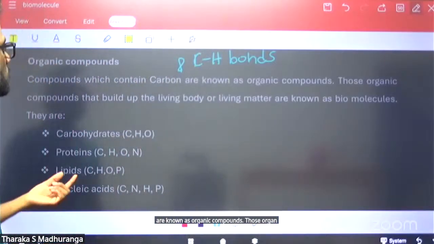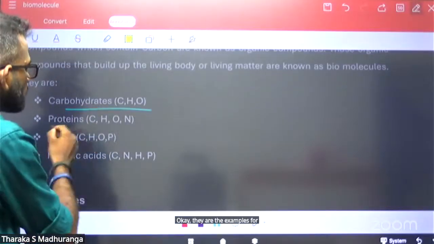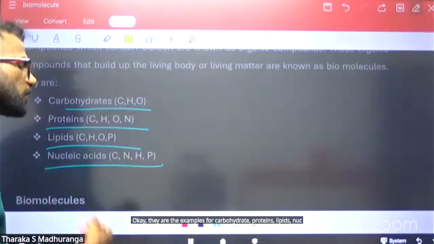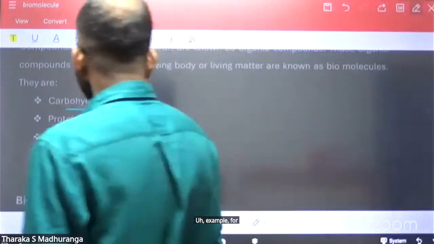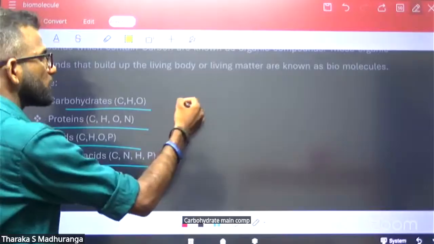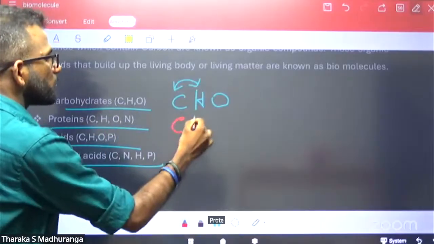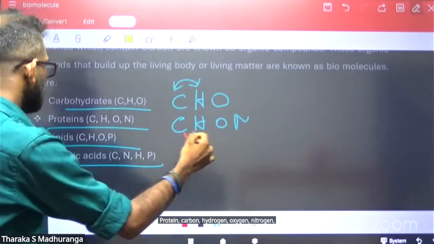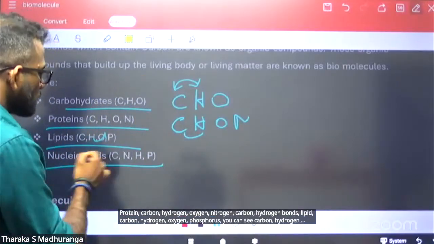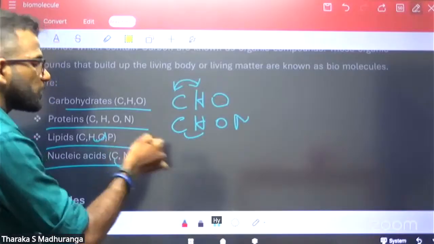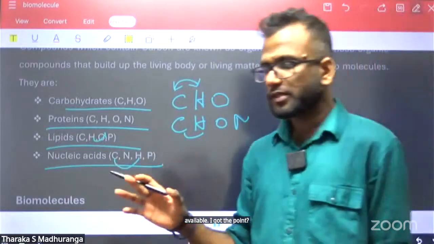Those organic compounds build up the living body. Examples are carbohydrates, proteins, lipids, and nucleic acids. Carbohydrate molecules are carbon, hydrogen, oxygen, and you can see carbon-hydrogen bonds. Protein: carbon, hydrogen, oxygen, nitrogen, with carbon-hydrogen bonds. Lipid: carbon, hydrogen, oxygen, phosphorus. Nucleic acid: carbon, hydrogen, nitrogen, phosphorus, with carbon-hydrogen bonds available. Did you get the point, Tanya?